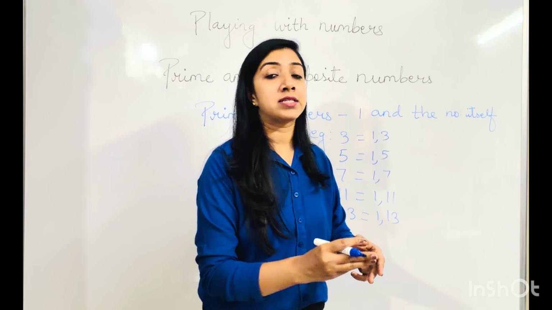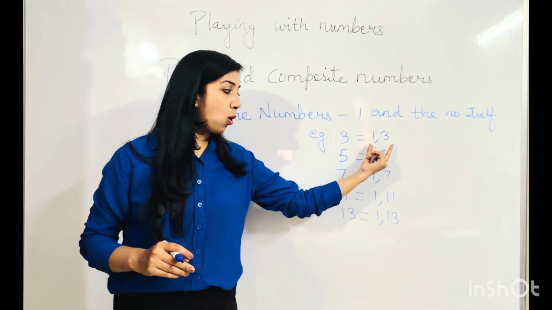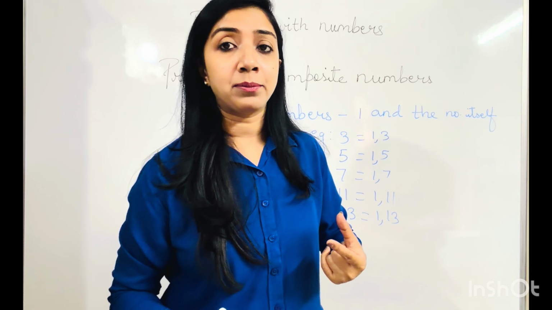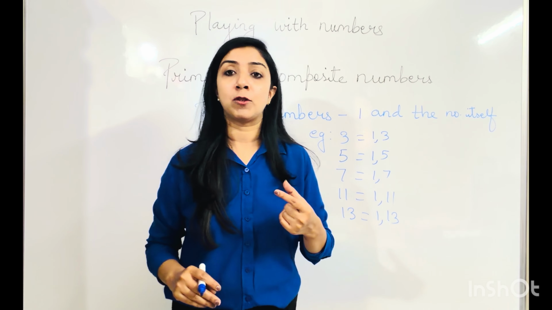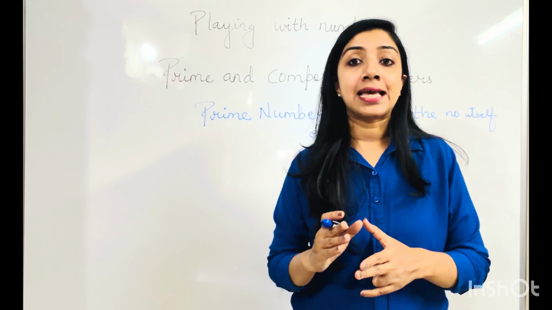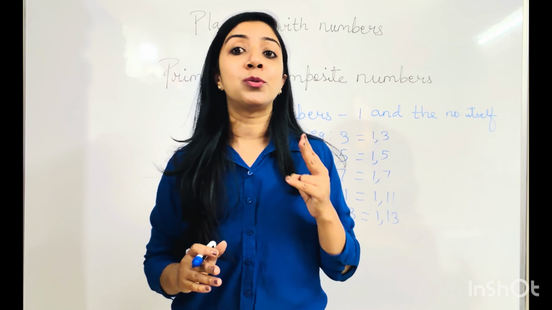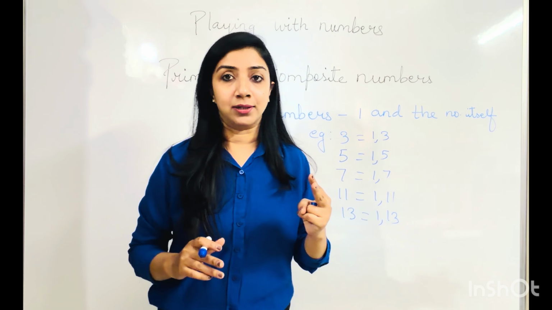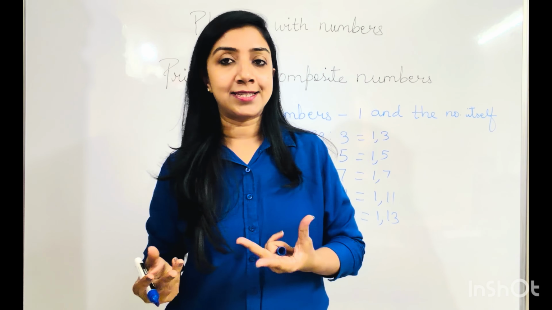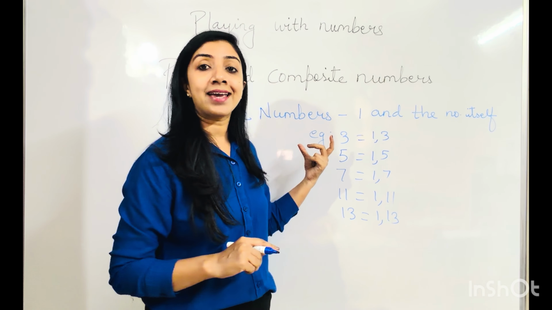3, 5, 7, 11, 13. Now, have you observed that all the numbers here are odd numbers? So can we say all odd numbers are prime numbers? No, we cannot say that because there is an exception. All odd numbers are prime numbers except 2. And 2 is the smallest prime number. We all know, children, 2 is an even number, right? But 2 also has only two factors, 1 and the number itself, that is 2. So 1 and 2 are the factors of 2. So 2 is an exception here.